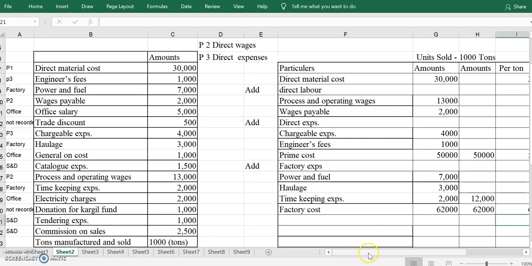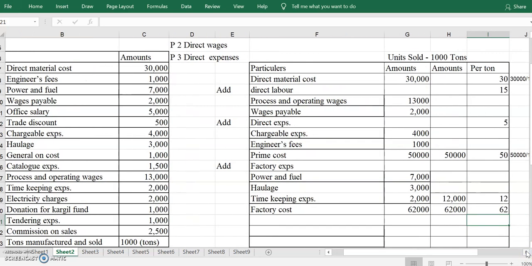So the total factory cost is rupees 62,000, and per ton that is rupees 62, which we calculate as 62,000 divided by 1,000 tons. You will get your per ton value. Now add a heading.